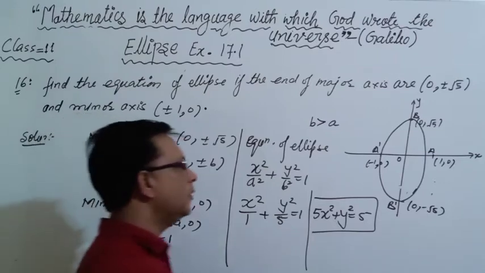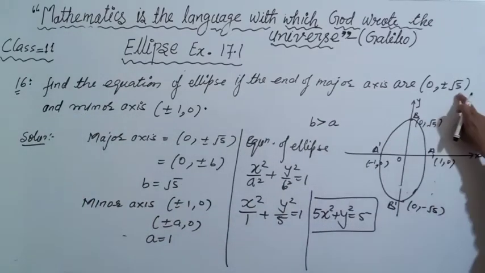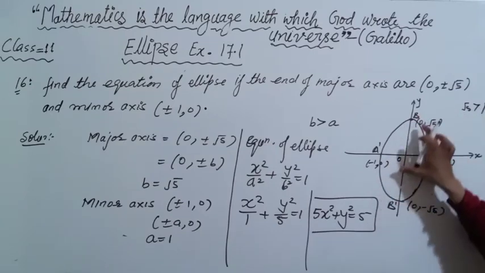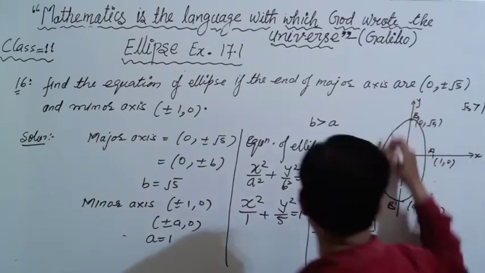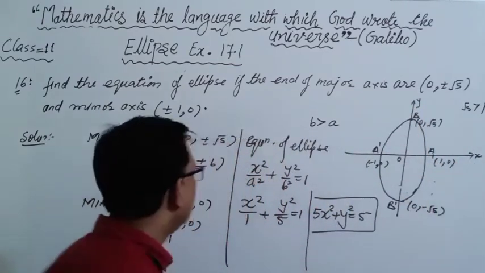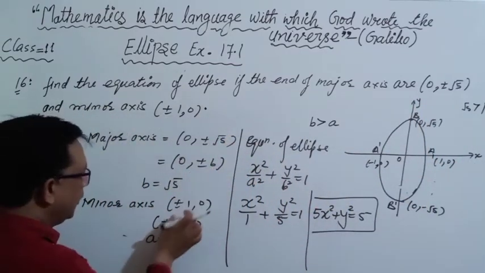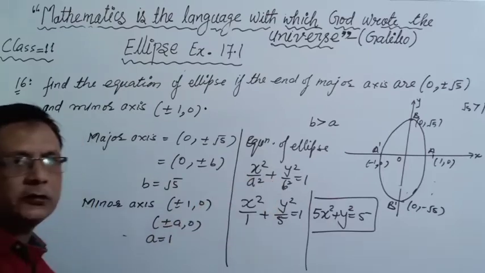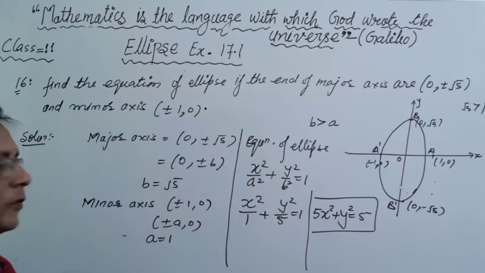Very simple question. Here we see that the value of b is greater than 1, so our ellipse is along the y-axis. Now we write the values of b and a and put them in the equation. Then we finally get the equation of the required ellipse. So student, note this question and practice this question.